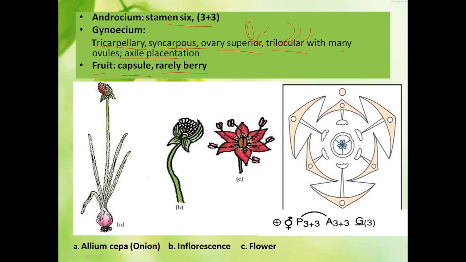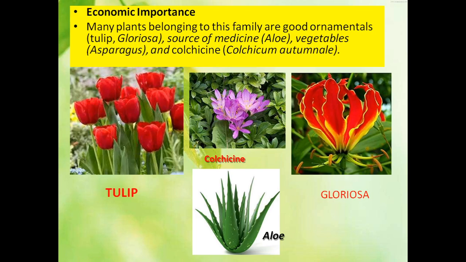The floral formula of this Liliaceae family is this. This is the floral formula: actinomorphic, bisexual, with perianth 3 plus 3, androecium 3 plus 3, gynoecium tricarpellary, having a superior ovary. So this is the floral diagram of this Liliaceae family.